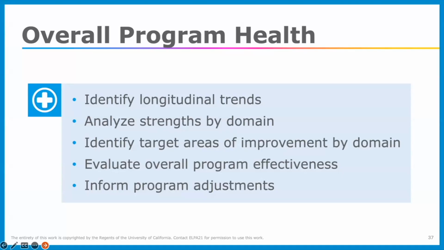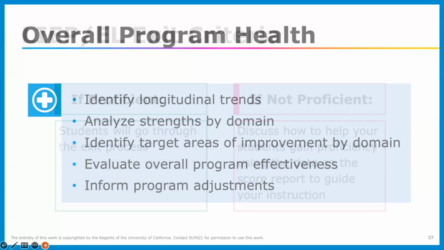Analyze which language domains, listening, speaking, reading, or writing, show consistent strengths or show targeted areas for improvement. We can also look at the scores to help us evaluate our program effectiveness by comparing exit rates, growth targets, and proficiency attainment. Using scores will also help us inform program adjustments. It can also help us determine professional development needs and support resource allocation based on system-wide performance patterns over time.